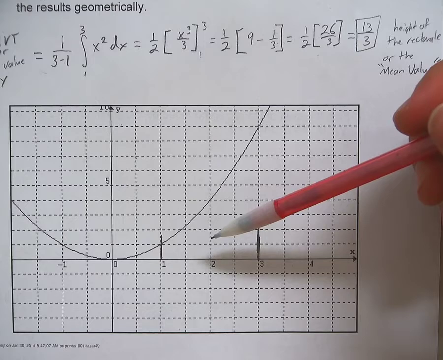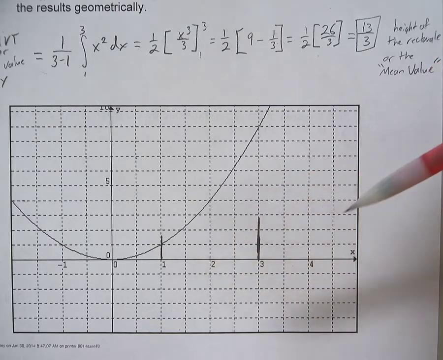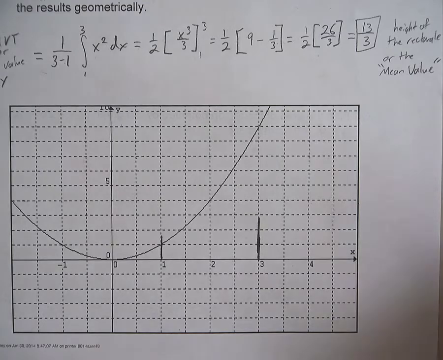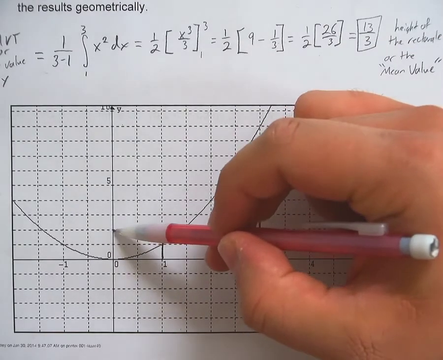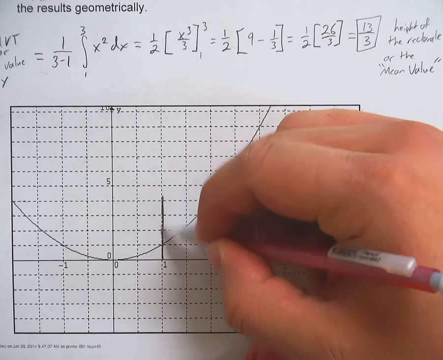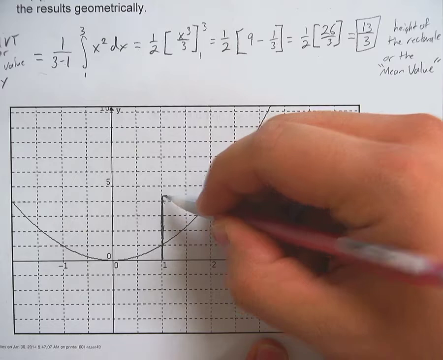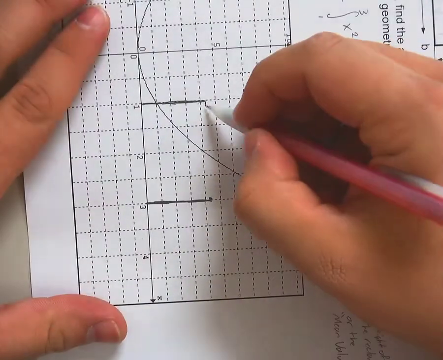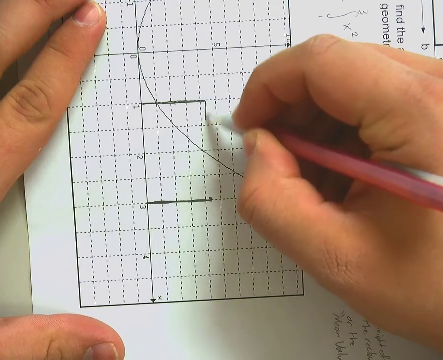Now let's figure out where our x is at. We know that the height is 13 thirds, right? 13 thirds. What is that? I have no idea. What is that? 4.3? 4 1/3? 1, 2, 3, 4 1/3. 4 1/3. So here's what this thing is going to look like.